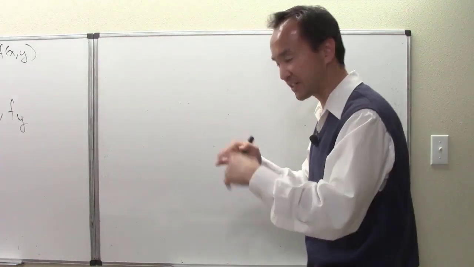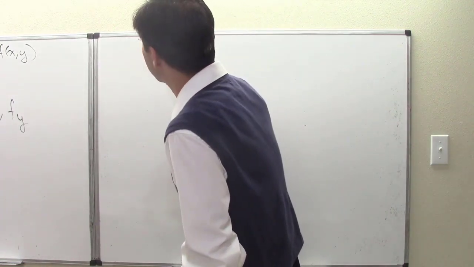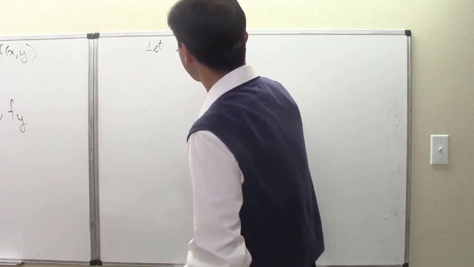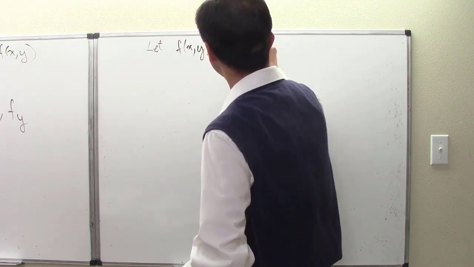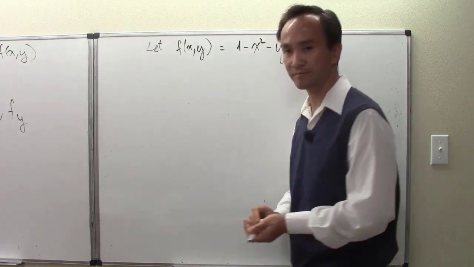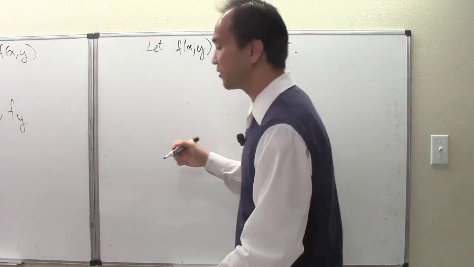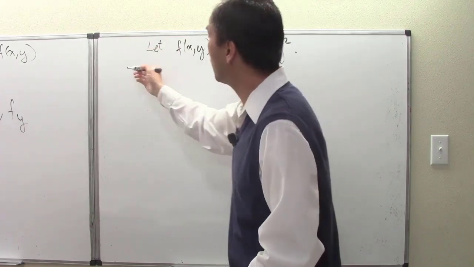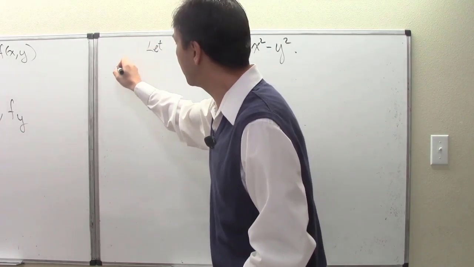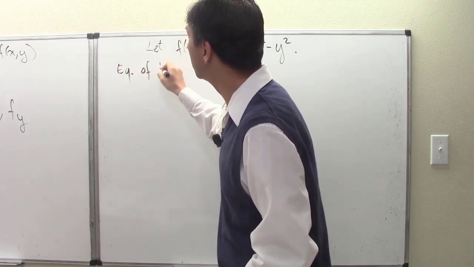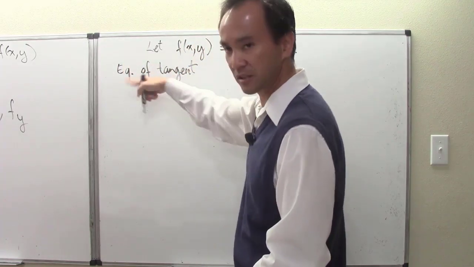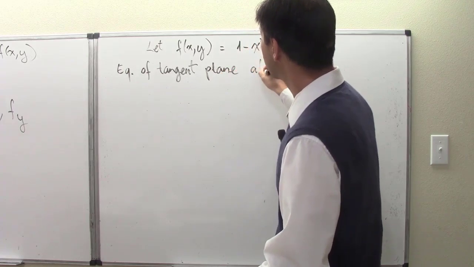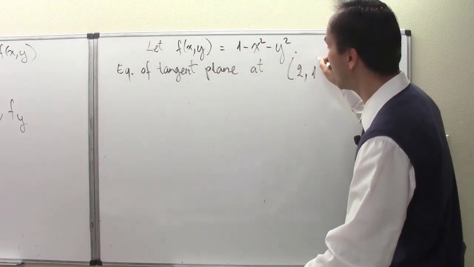So just think about that surface. Let me now start out with the example. How about we're given a function as follows: f of x comma y equals 1 minus x squared minus y squared. The goal here is that we want to find the equation of the tangent plane. I'm running short of board space here, so allow me not to write down the goal. Formally speaking, find the equation of the tangent plane at, let's say the given point here, 2, 1.